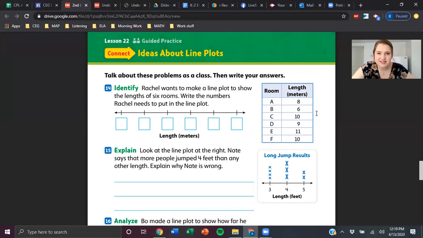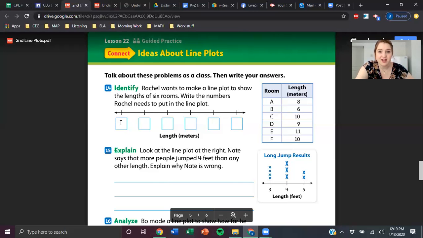What's the smallest length that you see? Take a second to look, check. What's the smallest length? If you said 6 meters, you're exactly right. Put 6 on the far left.